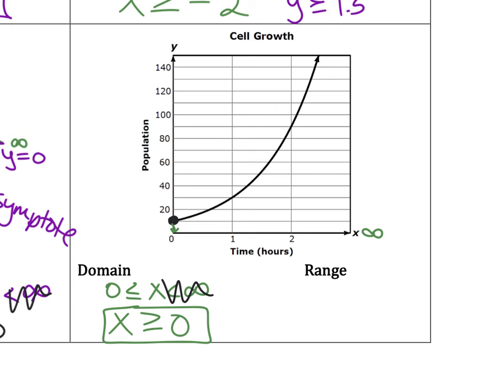What's the lowest that this goes? 10. That value is 10. Very good. We actually had to read a graph this time. And what's happening at the top of it? Keeps going to infinity, never stops. So we have from 10 with a closed circle all the way to infinity. But we don't use the infinities and we flip it.